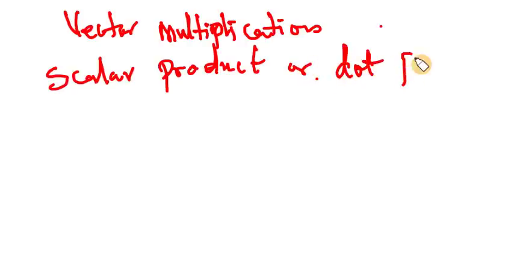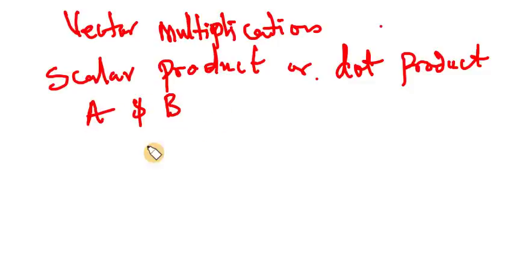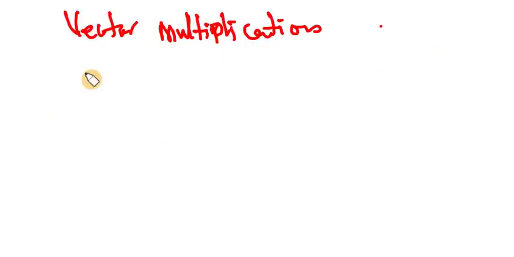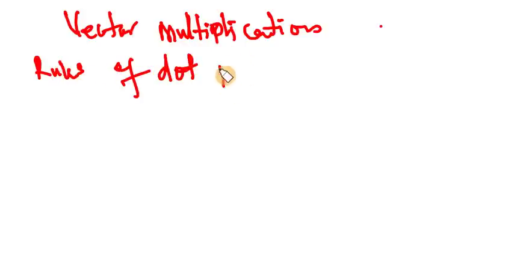Dot products. If you have two vectors, let's say vector A and vector B, the dot product of these vectors is written as A dot B. So let us find the laws or rules that guide dot products.